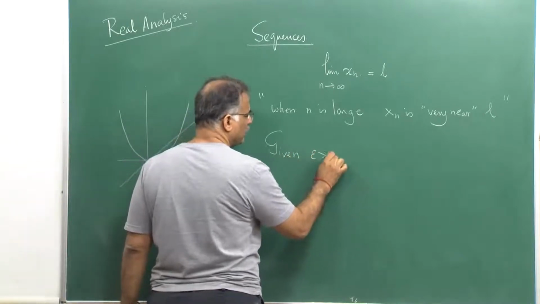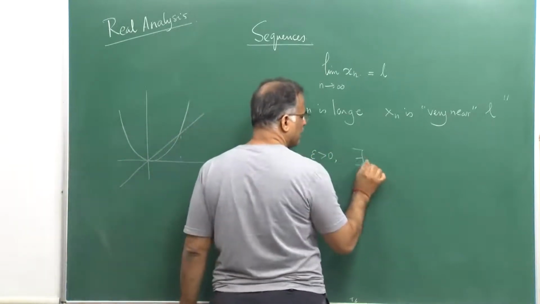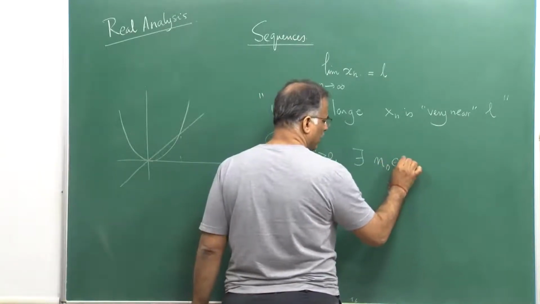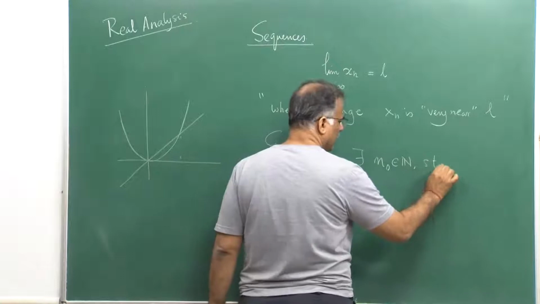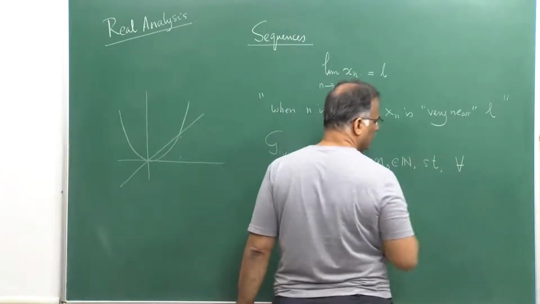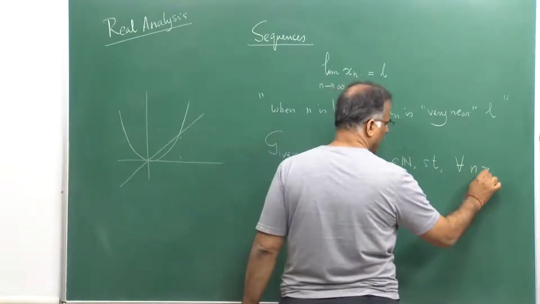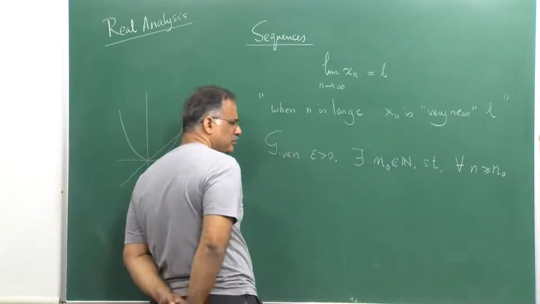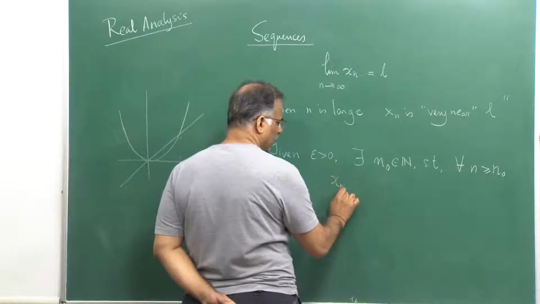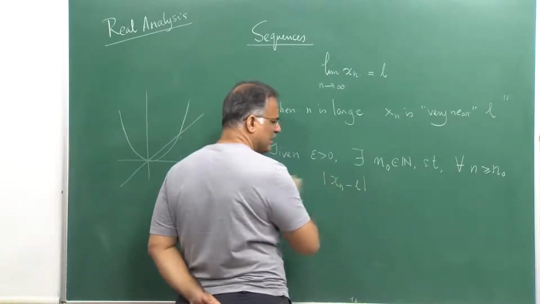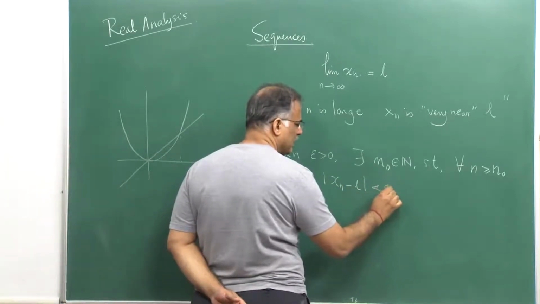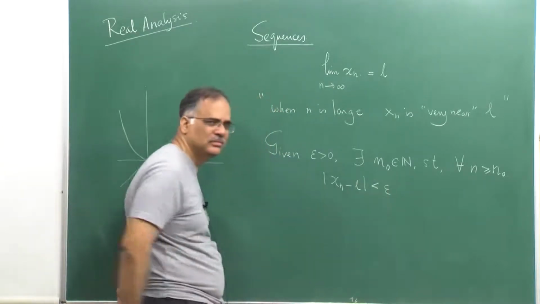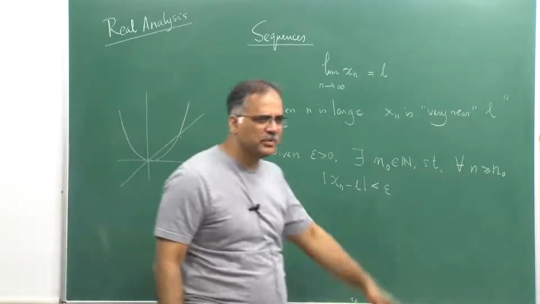So, given epsilon greater than 0, there exists n naught, an element of N, such that for all n bigger than or equal to n naught, the absolute value of xn minus L is strictly less than epsilon. That is exactly the meaning. For any given epsilon, this must be true.